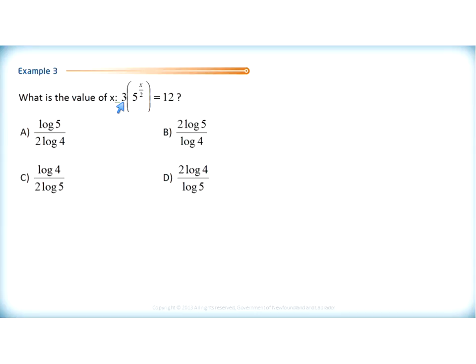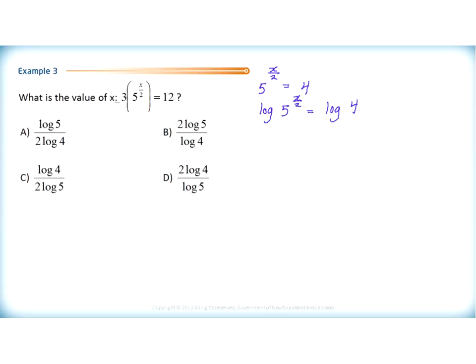We begin by dividing both sides of the equal sign here by 3. So that results in 5 raised to the power of x over 2 is equal to 12 over 3, which is just equal to 4. Notice that we have an exponential equation with different bases. So we begin by taking the log of both sides of the equation.